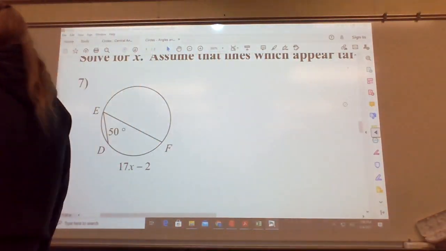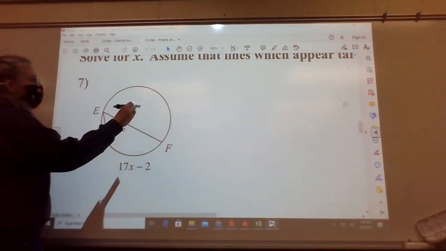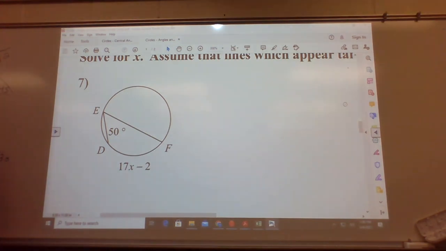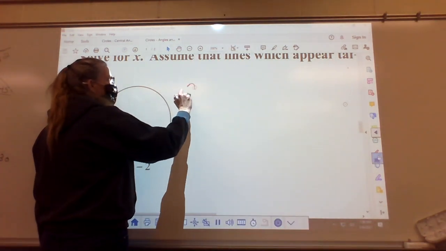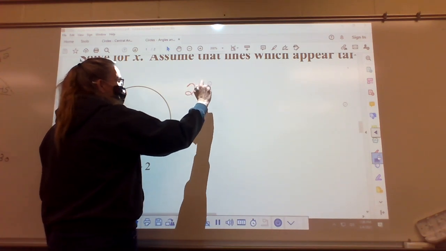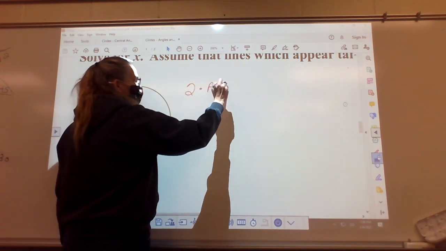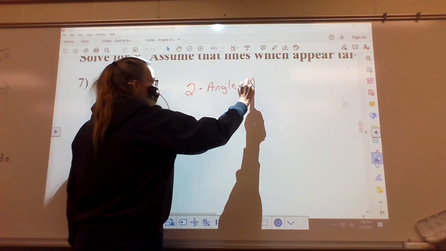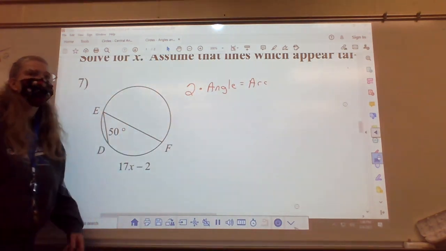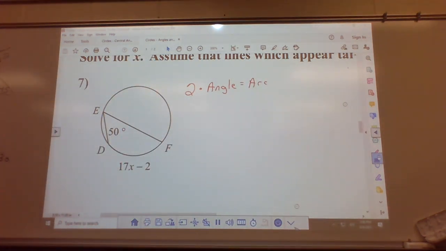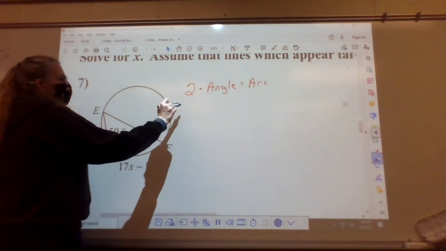I'm going to write my formula again. We know the formula. I always like the 2 times 1 best. I mean, you can use either one, but I like multiplying better. So 2 times the angle equals the arc. That was kind of the base formula I gave.